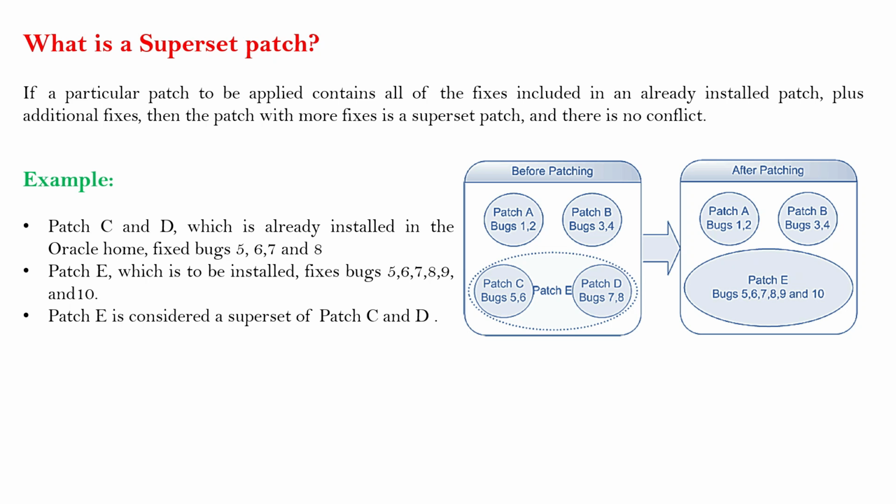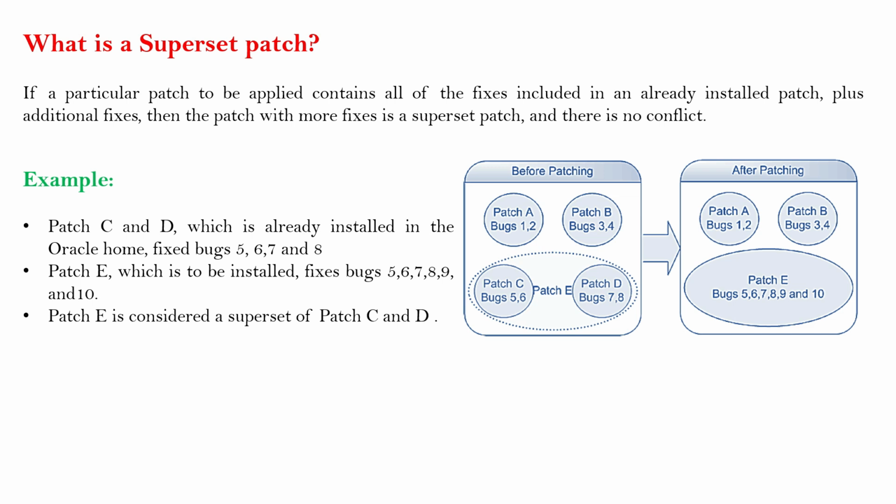Okay, and now patches C and D, which are already installed in the Oracle Home, fix bugs 5, 6, 7, 8. Now you can see in the picture that patches C and D are fixing four bugs. Patch C is fixing bugs 5 and 6, and patch D is fixing 7 and 8. Now you have to apply patch E, okay, which is to be installed, and it is fixing the bugs 5, 6, 7, 8, 9, and 10. So now if you are going to apply patch E, which is fixing bugs 5, 6, 7, 8, 9, and 10, and you already have patches C and D in the system.